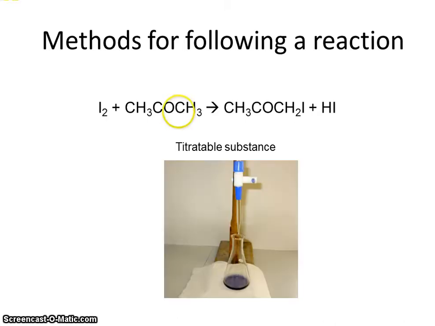Now, need to be a little bit careful here, because of course what you'll have will be a large reaction vessel in which iodine and propanone are reacting. You'll need to extract small samples at certain time intervals and carry out a titration. Just pause the video while you think about what you would titrate iodine against in such a titration.